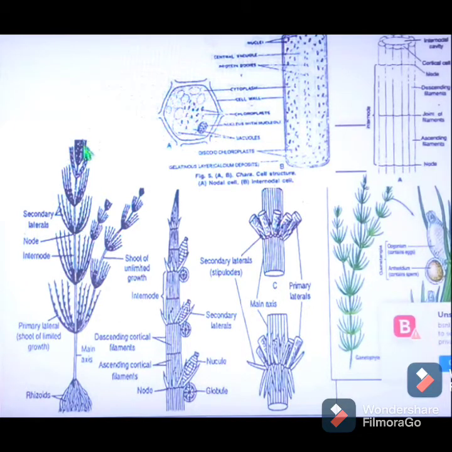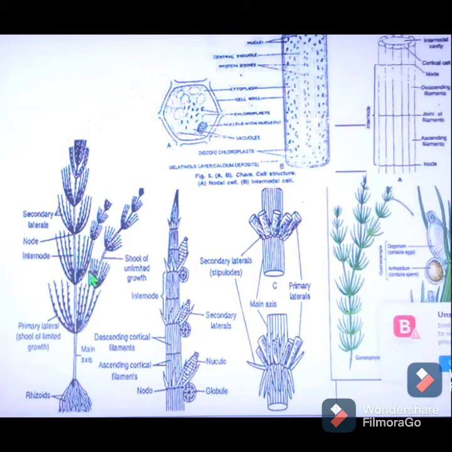You can see here also, after giving rise to 5 to 15 of these nodes and internodes, they will stop to grow. I hope you understand, these are the nodes, the point where these limited growth occur. This is referred to as the node, and the space between the nodes is referred to as the internode. So after forming about 5 to 10 nodes and internodes, they will stop growing. That is why they are called the primary laterals or the branchlets, and they are the branches of limited growth.